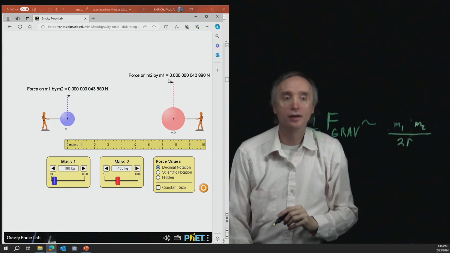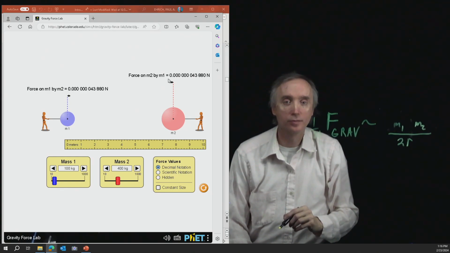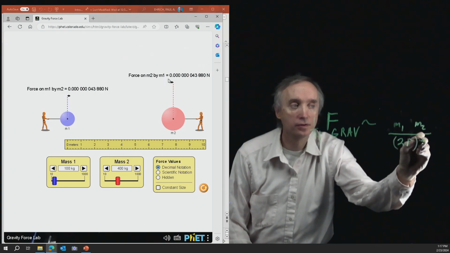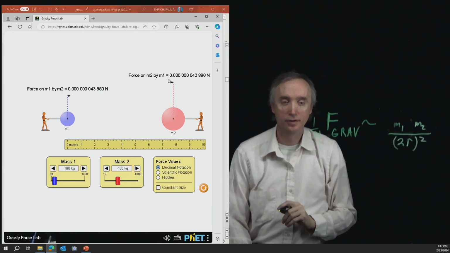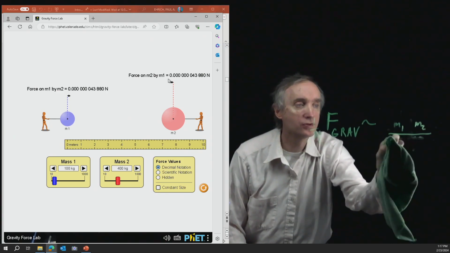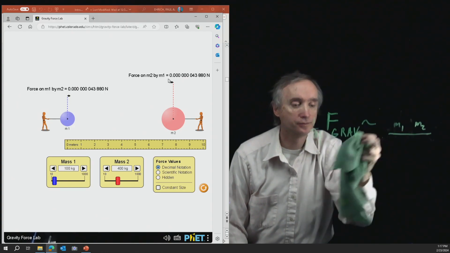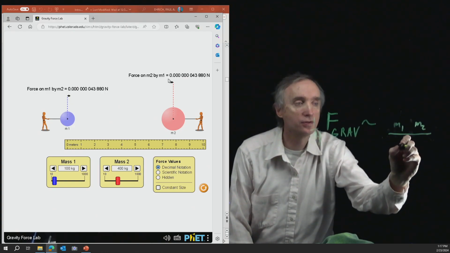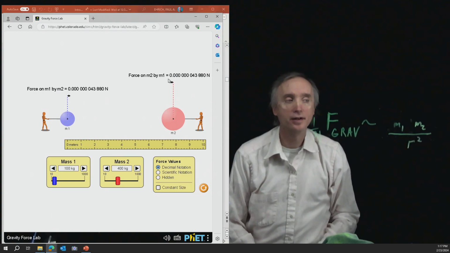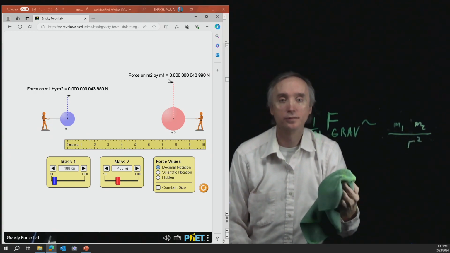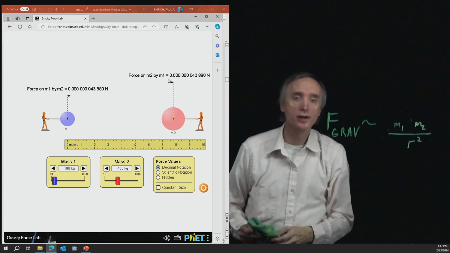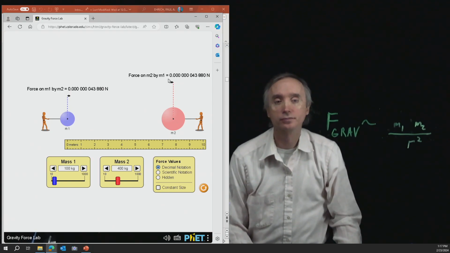So how can you get a 1/4 from this? You would need to take r and square it. Our final result then is that the force of gravity is going to be m1 times m2 divided by r squared. We have just derived that proportion. It's not an equation yet, it's a proportion.